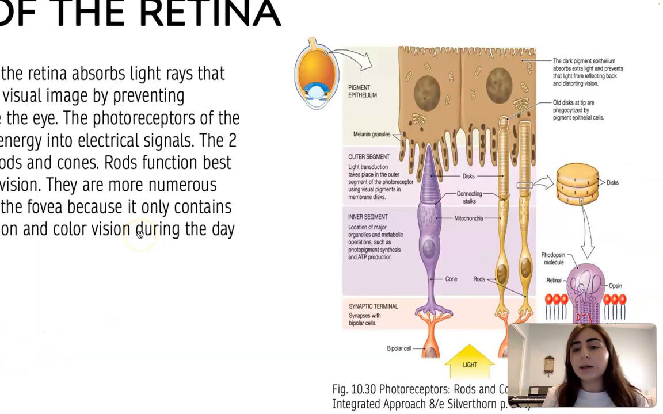On the right is a diagram of the dark pigment epithelium in brown and the cones and rods I discussed, the cones being the ones in purple and the rods a light brown color.